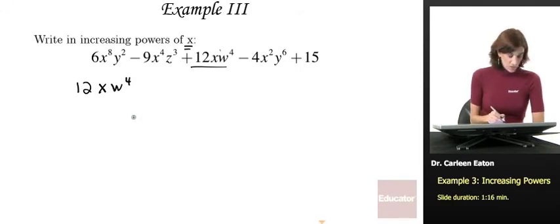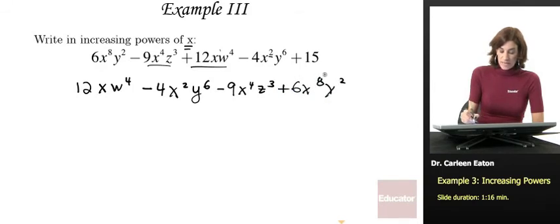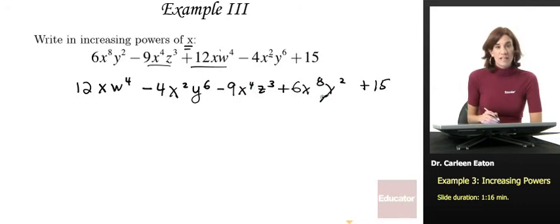The next largest exponent for x is 2. So I'm going to have negative 4x squared y to the 6th. Third, here I have an x to the 4th. So that will be my next largest power of x. And then I have x to the 8th, putting my constant at the end. And I see that I do have this written in increasing powers of x because I'm starting with x to the 1st, then to the 2nd, the 4th, the 8th, and finally my constant.